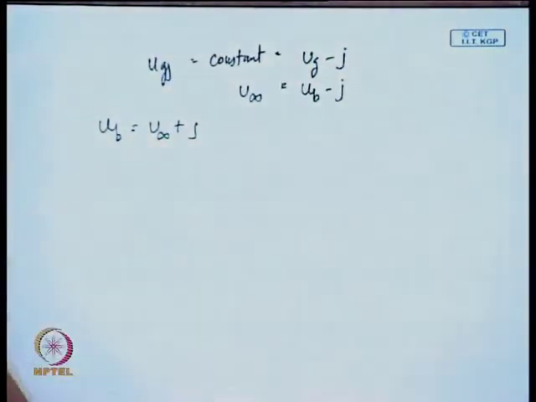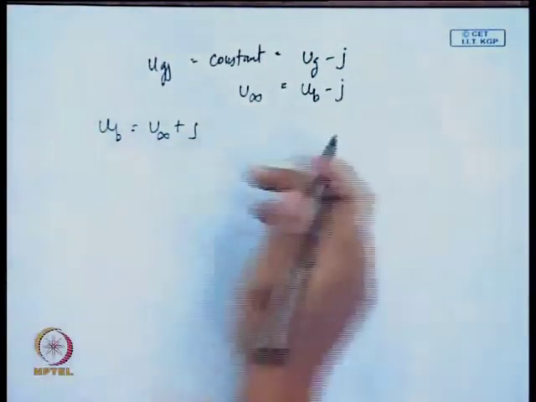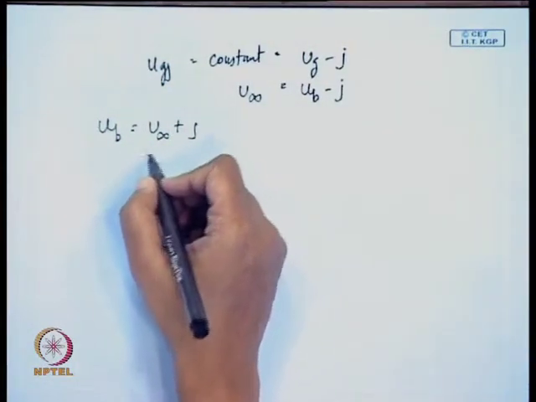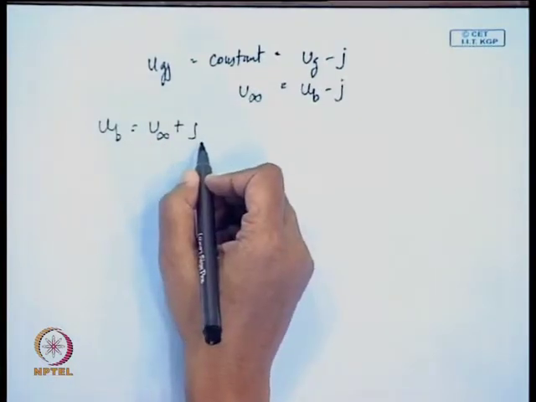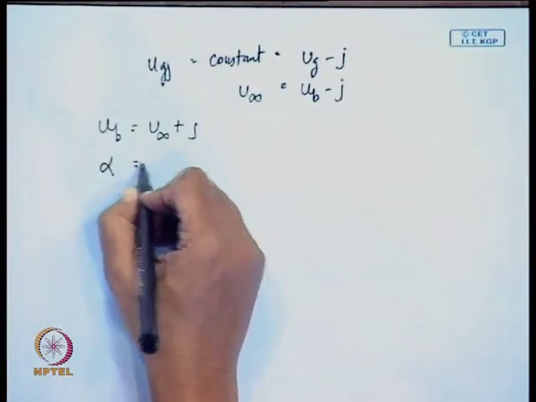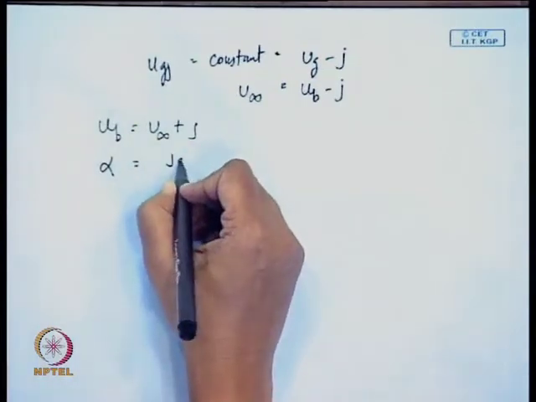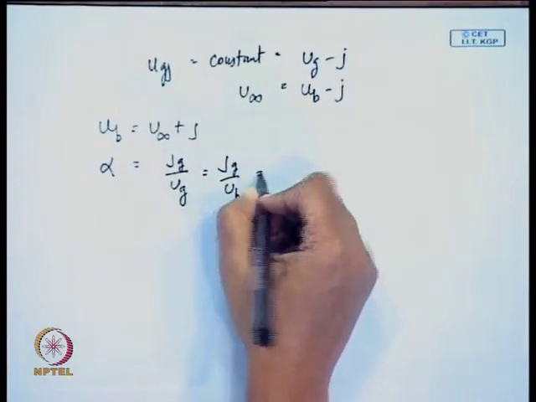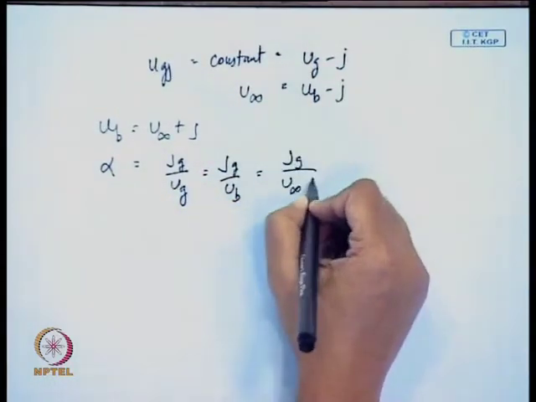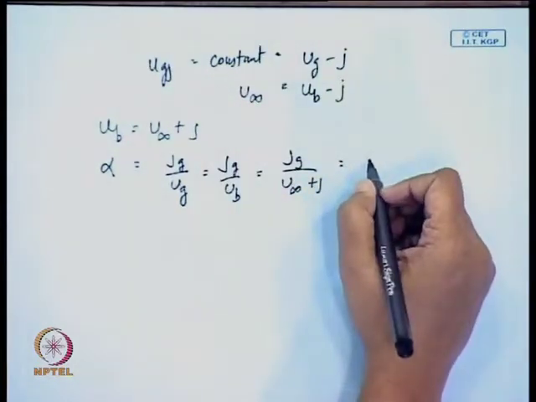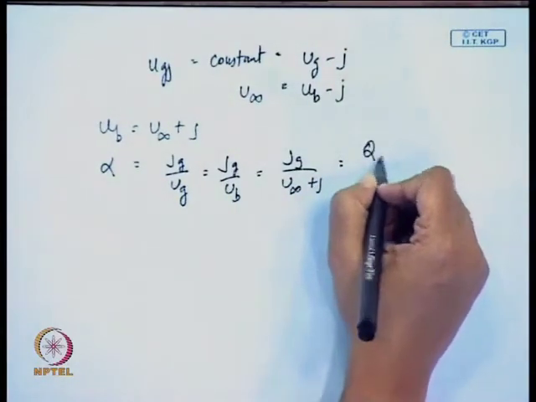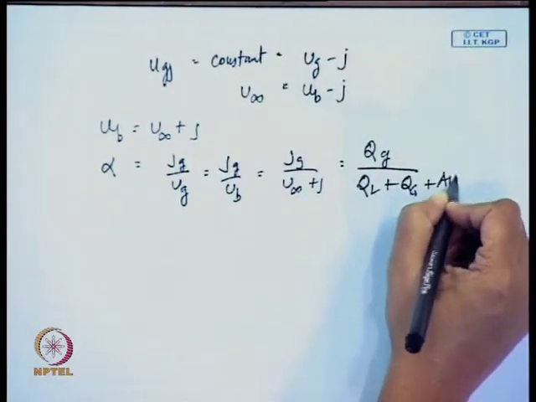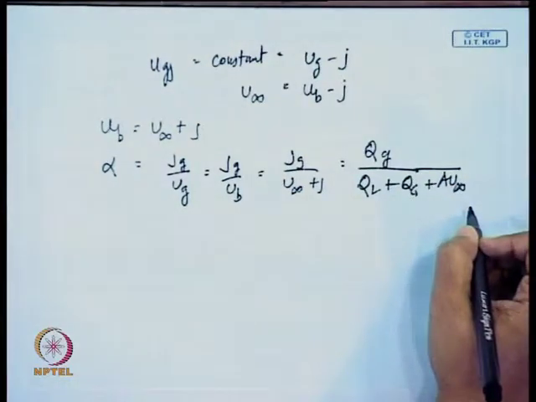Or in other words, suppose we would like to write it down, this UB was U infinity plus J, and accordingly alpha we could find out as nothing but JG by UG, which is again JG by UB, which is nothing but JG by U infinity plus J. In terms of the volumetric flow rates of the individual phases, this gives us QG by QL plus QG plus A U infinity. So, till this much I believe we had done in the last class.